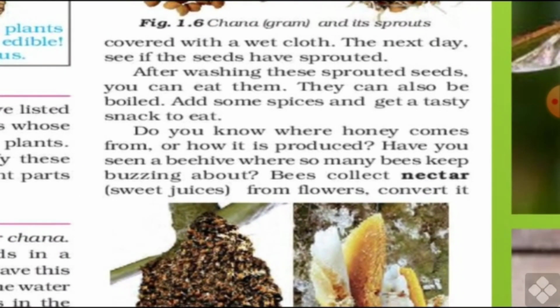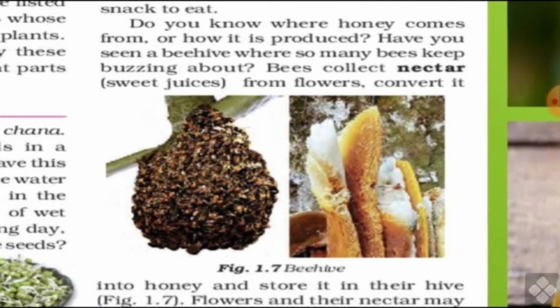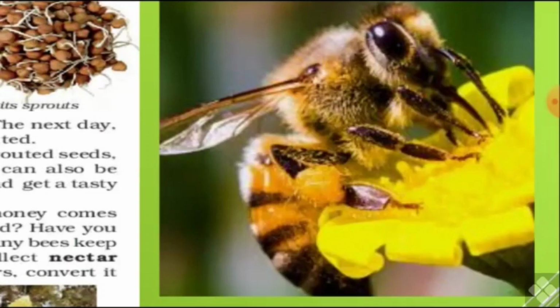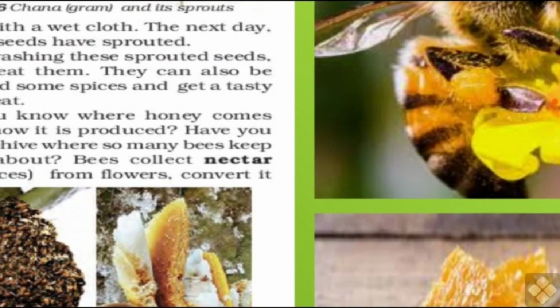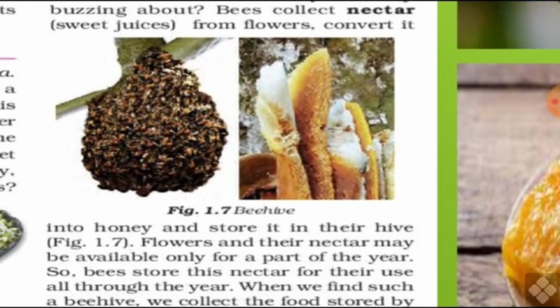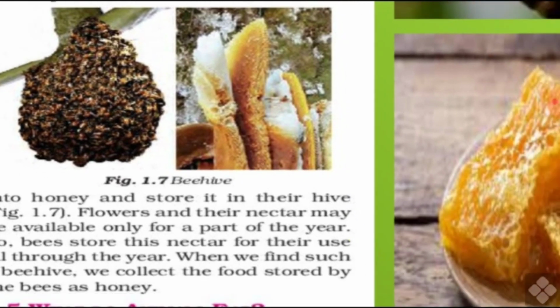Now, honey. When you hear the word honey, you can feel the real taste, right? Have you ever seen a honey beehive, where the bees keep on buzzing around? What does a honeybee do? Honeybees go to a flower and suck the nectar. Nectar is nothing but the sweet juice which the honeybee collects from the flowers, and later it converts it into honey. Where does it store the honey? It is stored in the beehive.